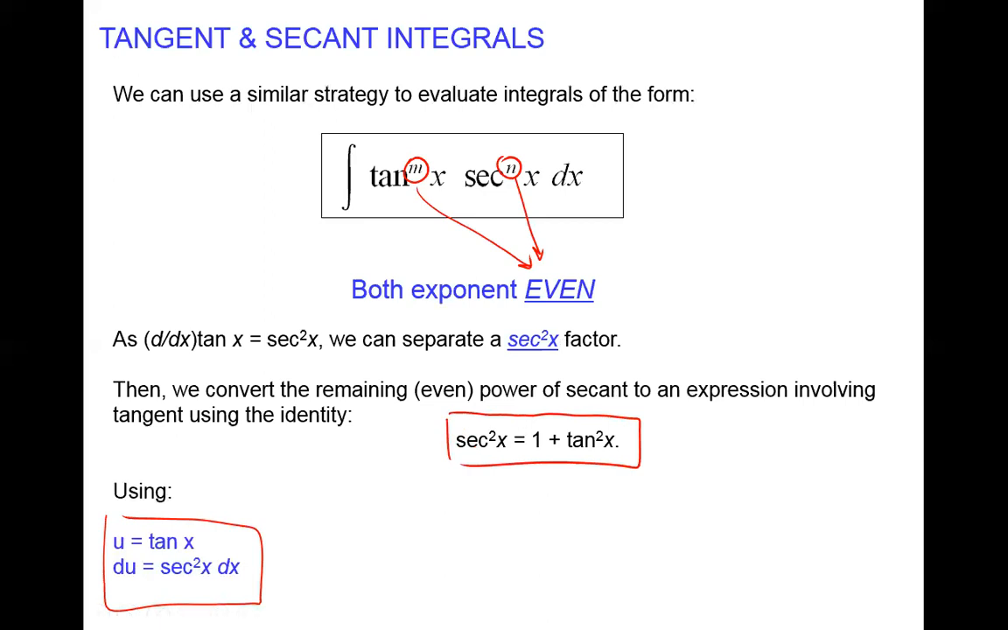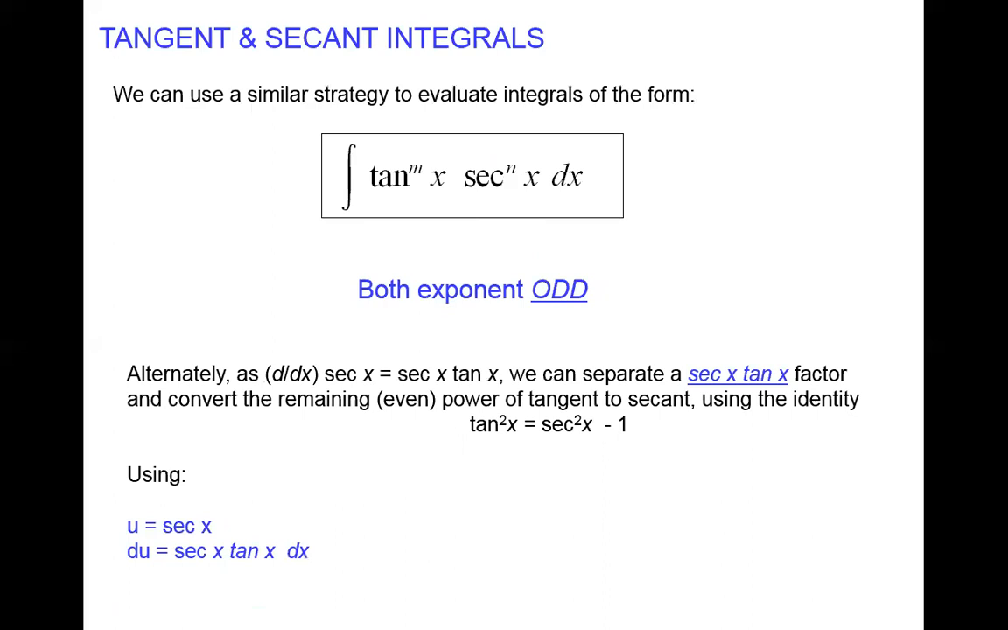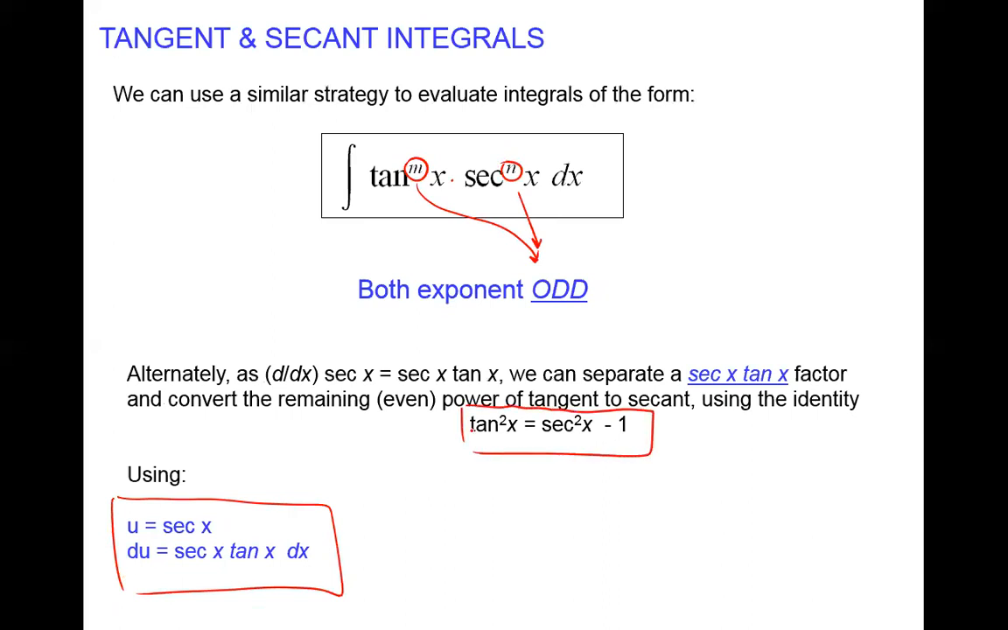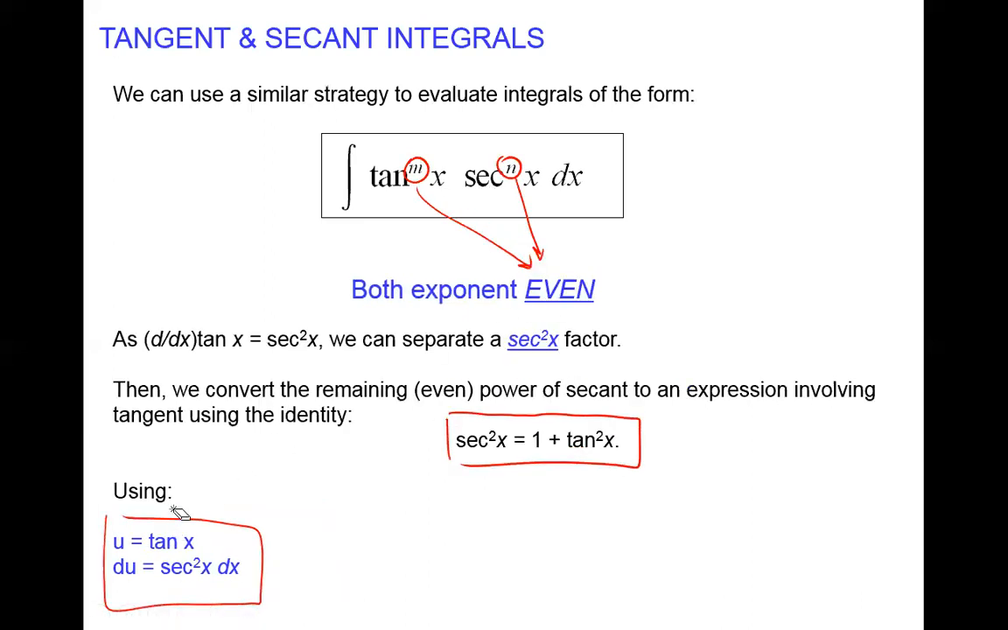Okay, and let's see the other summary page. The same product, tangent times secant, and if both of the exponents are odd, we will let u be secant of x. And then we will probably need this Pythagorean identity, tangent squared of x is secant squared of x minus 1, to rewrite one in terms of the other one. But that's easy to remember. If both of them are odd, let u be secant of x. If both of them are even, let u be tangent of x.